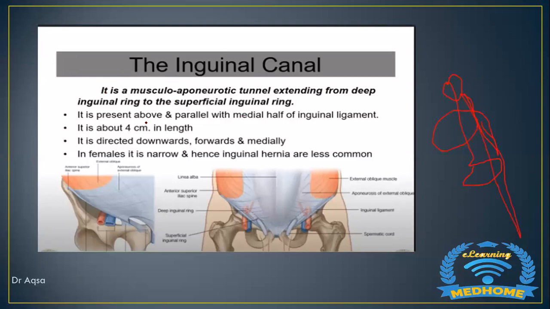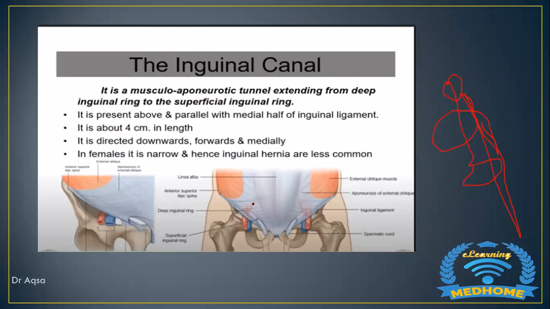It is present above and in parallel with the medial half of the inguinal ligament. If we see, this is the anterior superior iliac spine and this is the pubic tubercle. So the canal is parallel to the medial half of the inguinal ligament. It is not covering the whole of the inguinal ligament. It is just half of it.